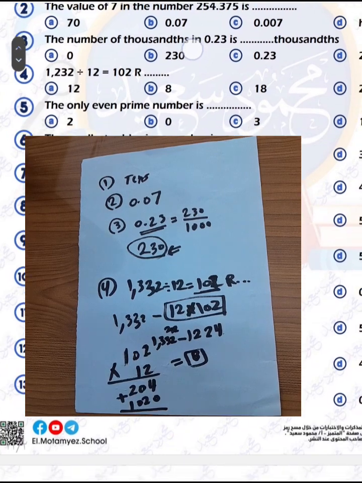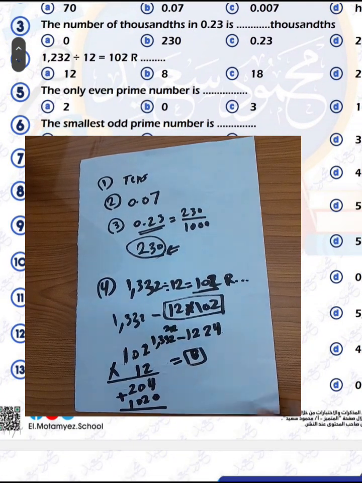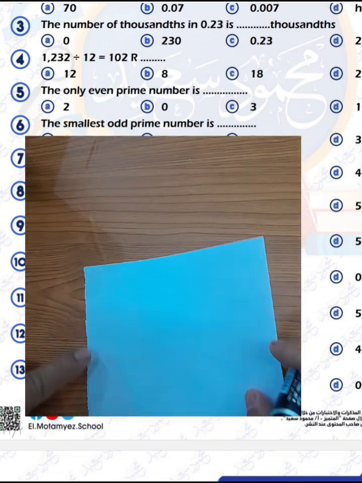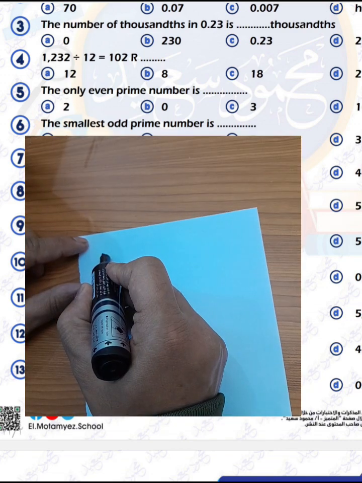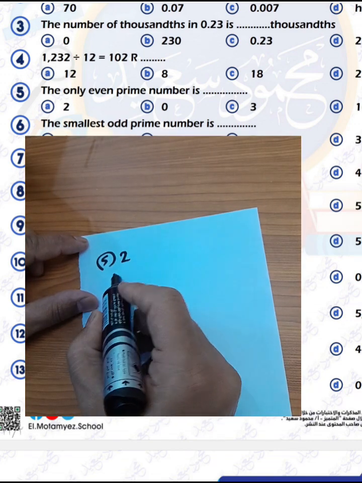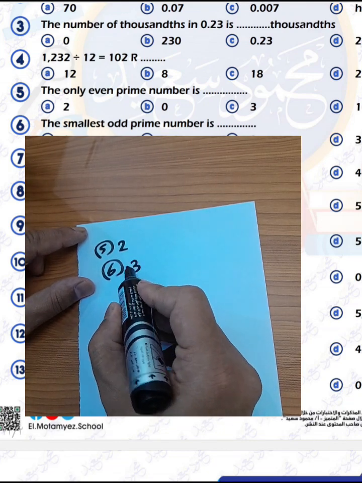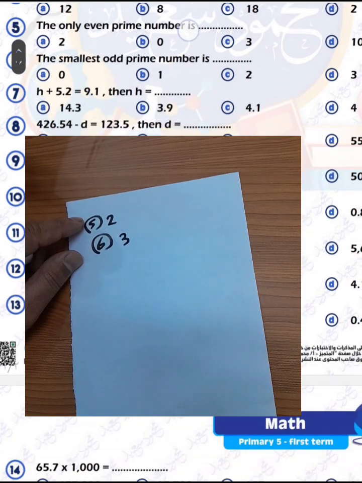Question number 5. The only even prime number is 2. 2 is the only even prime number. Okay. Question number 5, write 2. Question number 6. The smallest odd prime number will be 3. 3 is the smallest odd prime number.